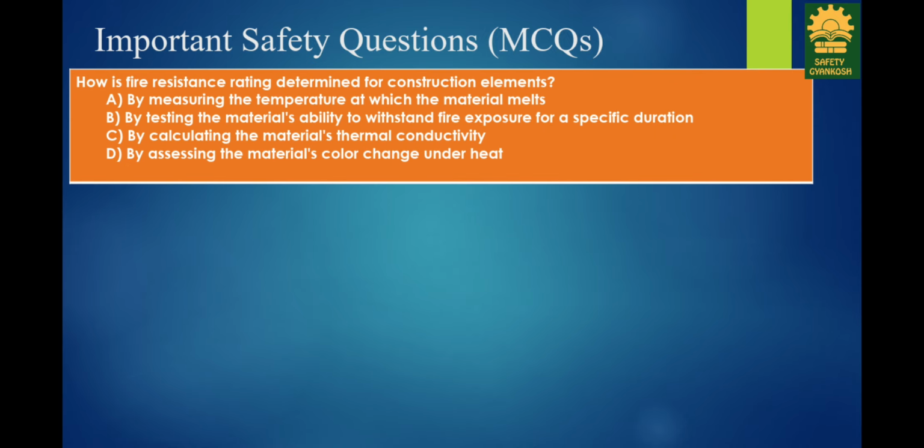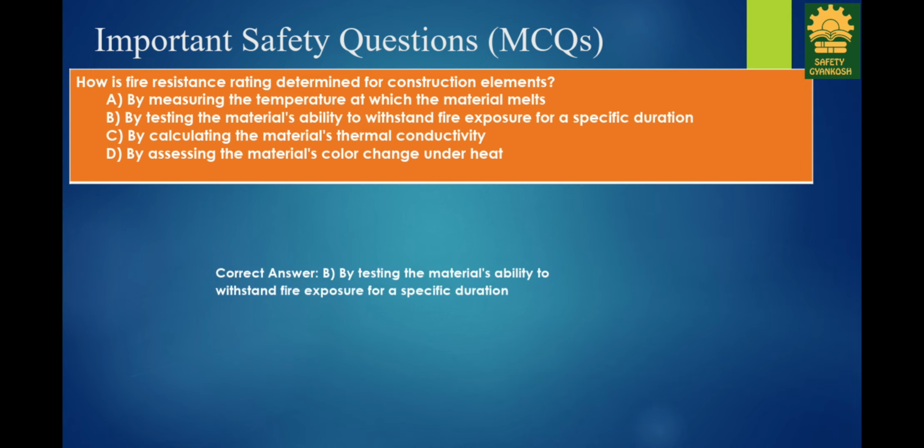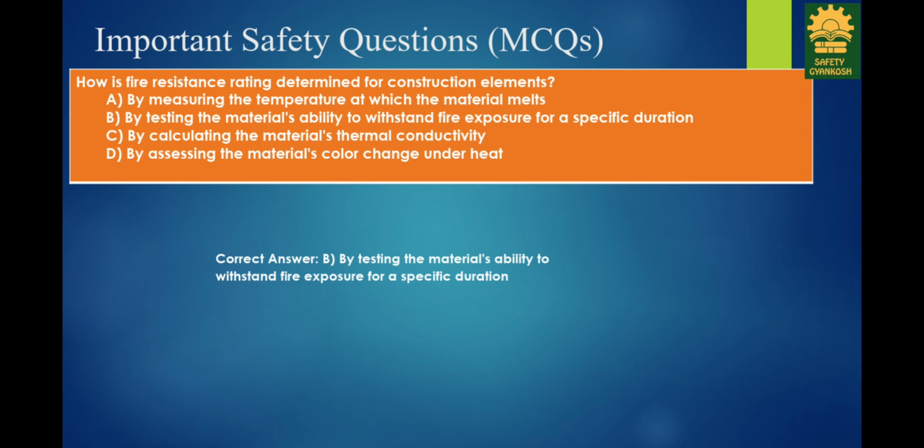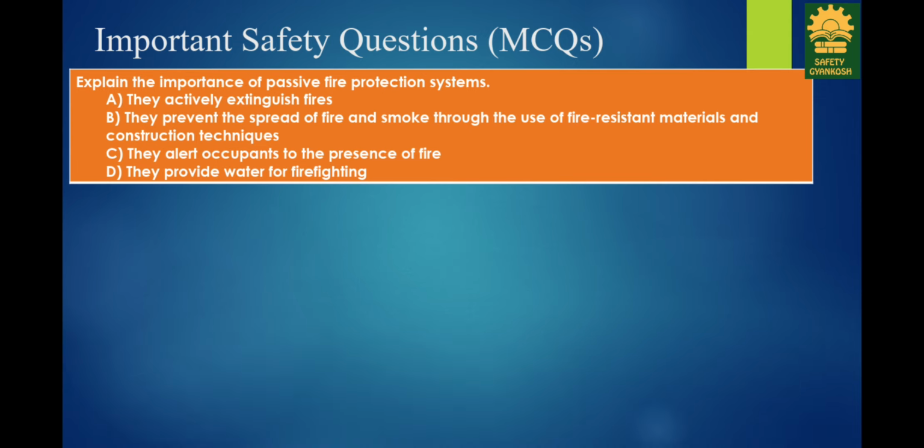How is fire resistance rating determined for construction elements? A. By measuring the temperature at which the material melts. B. By testing the material's ability to withstand fire exposure for a specific duration. C. By calculating the material's thermal conductivity. D. By assessing the material's color change under heat. See, the correct answer is B. By testing the material's ability to withstand fire exposure for a specific duration. Fire resistance rating will be based on how long the material can withstand the fire exposure. Let's move on to our next question.